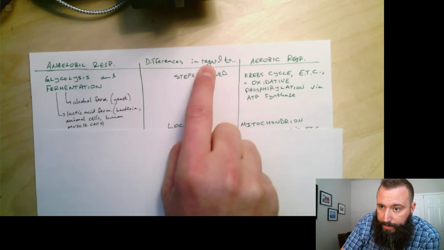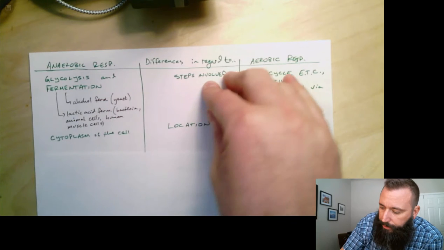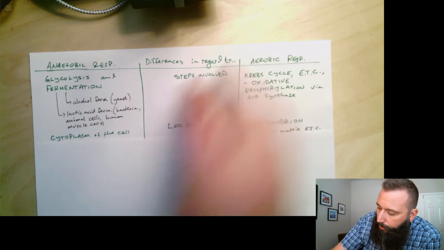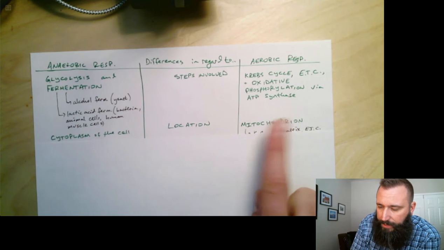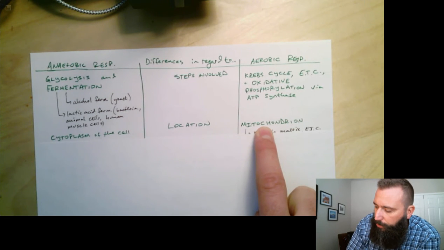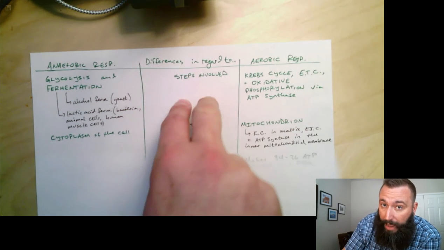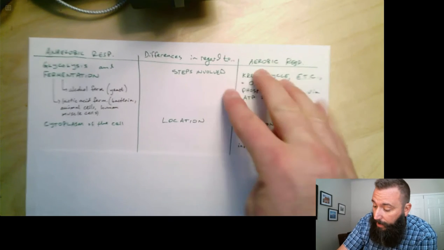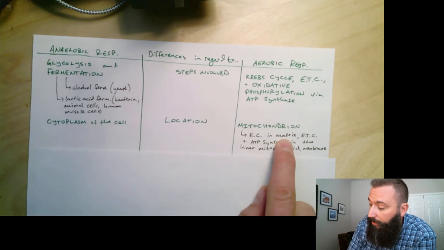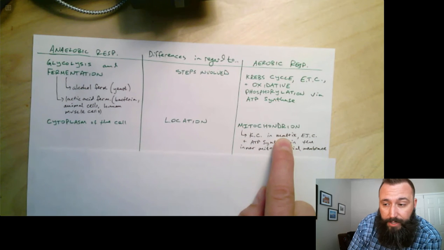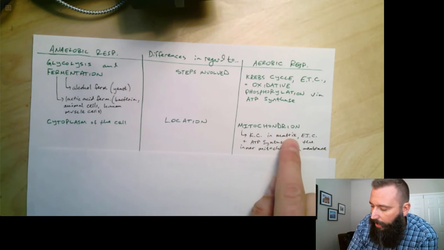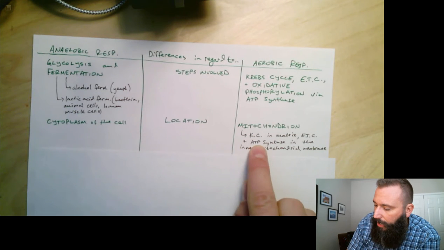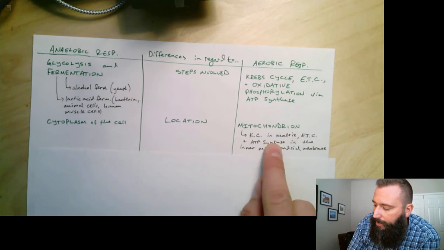All right, so here's another difference in regard to, how about location? Anaerobic respiration occurs in the cytoplasm of the cell, whereas aerobic respiration requires a mitochondria. It happens there. In fact, there's some additional information. The Krebs cycle happens in what's called the matrix of the mitochondria, on the very interior area of it. The electron transport chain and ATP synthase, these proteins can be found in the inner mitochondrial membrane.